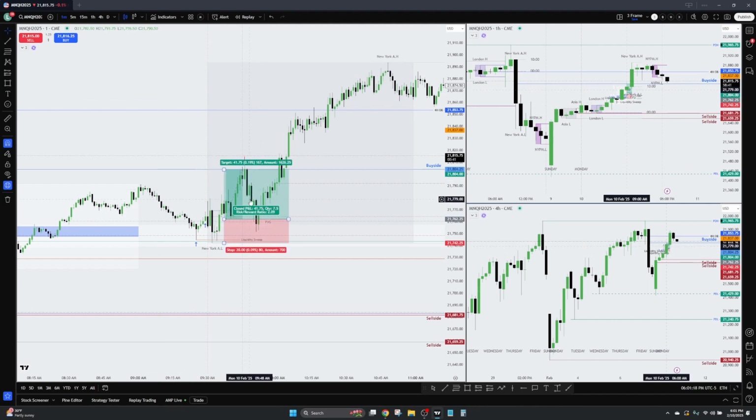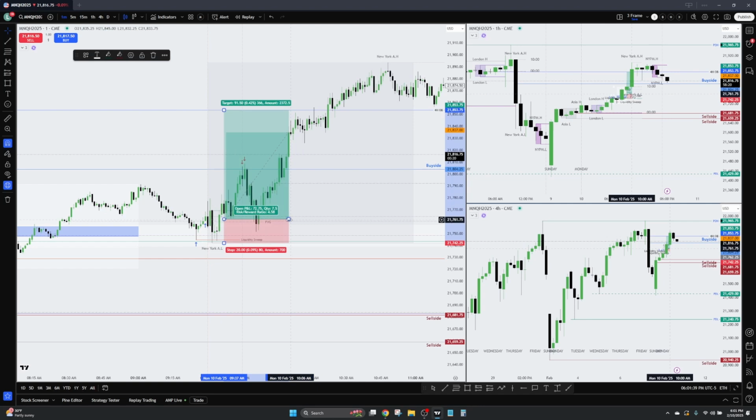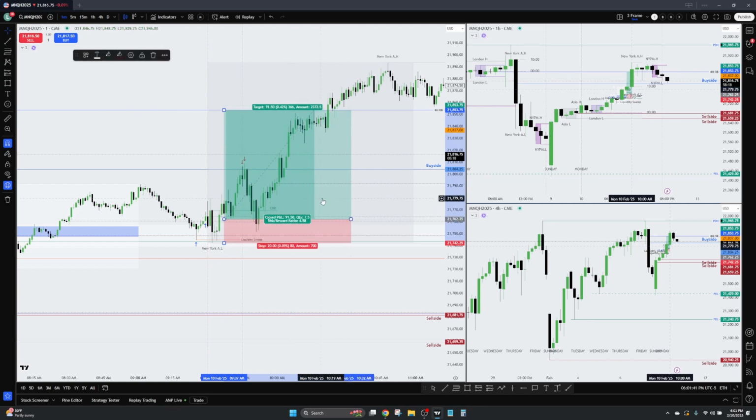If you're risking 2 micro contracts, you'd be making just over $200, $204 to be exact. If you took both micro contracts off, if you were risking 2 mini contracts, you would have made over $2,000. If you took 1 contract off here and then let one go for a runner all the way up to that 4-hour order block, you could see here you'd have almost a 5R trade, 4.5.